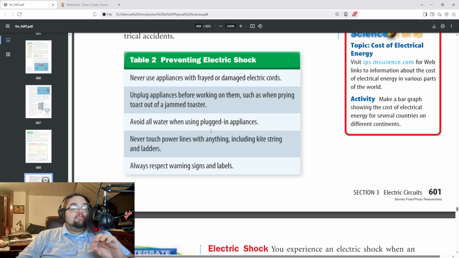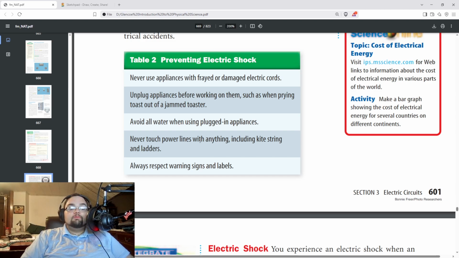Power lines contain an insane amount of electricity. One touch will kill you. You can find videos online of birds accidentally touching the power lines. They'll peck it or something. They'll fly into it by accident, clip it with their wing, and they're instantly dead like that. It's deadly. Always respect warning signs and labels.